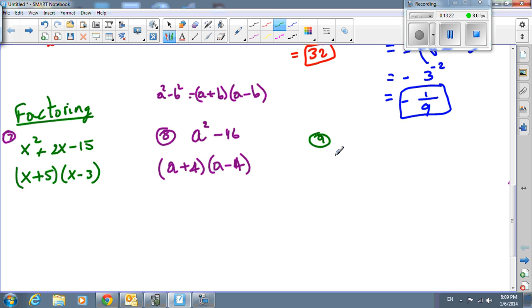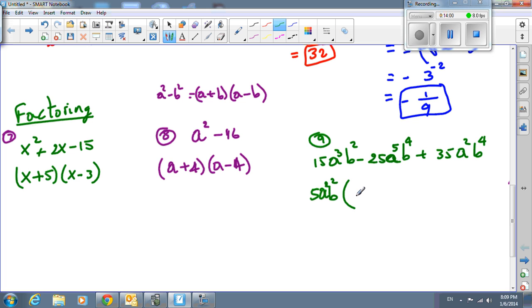Example number 9, I will have a slightly different one. Let's say 15a cubed b squared minus 25a to the power 5 b to the power 4 plus 35 a squared b to the 4. First thing you have to do is identify that they all have a common factor. The greatest common factor here is 5a to the power of the lowest one, being 2. The lowest on b is 2 as well, so it's b squared.